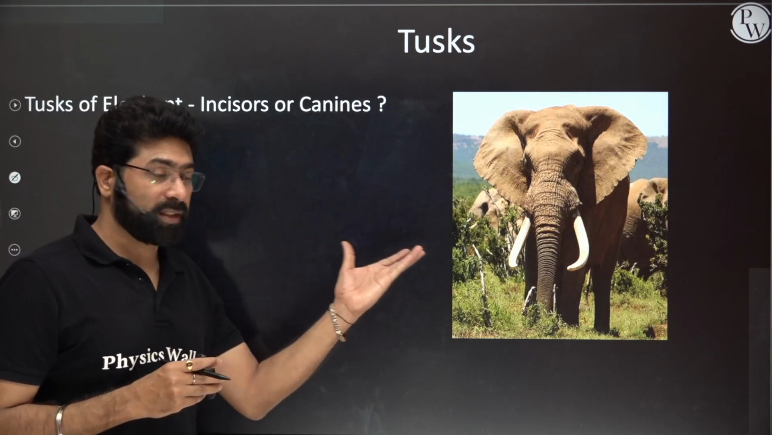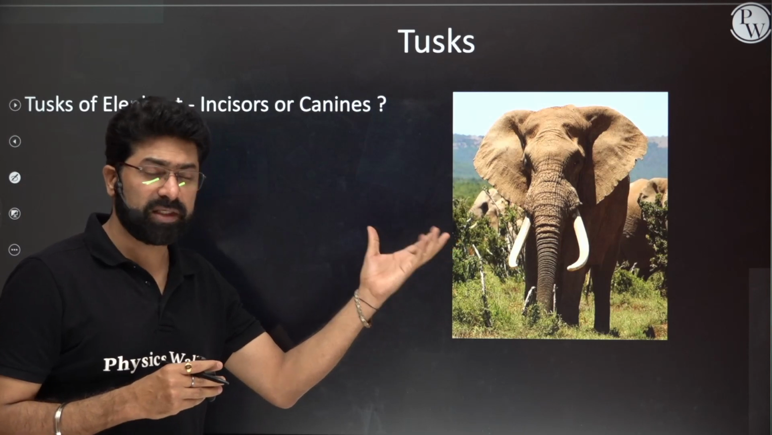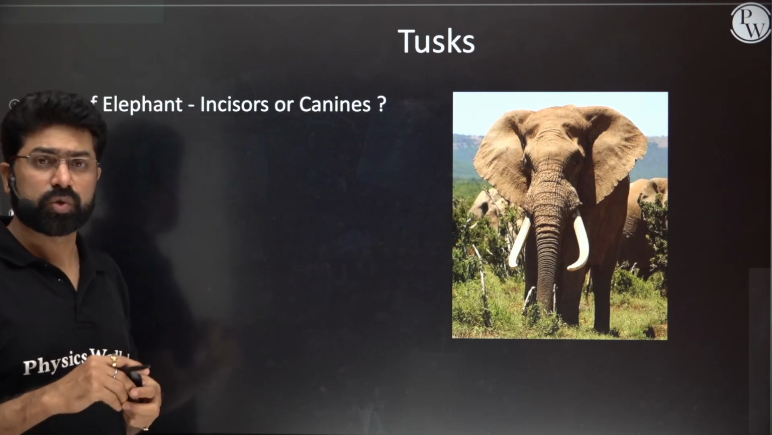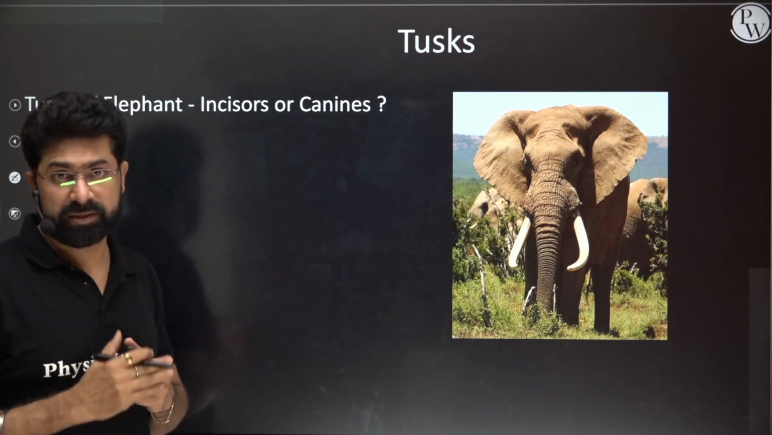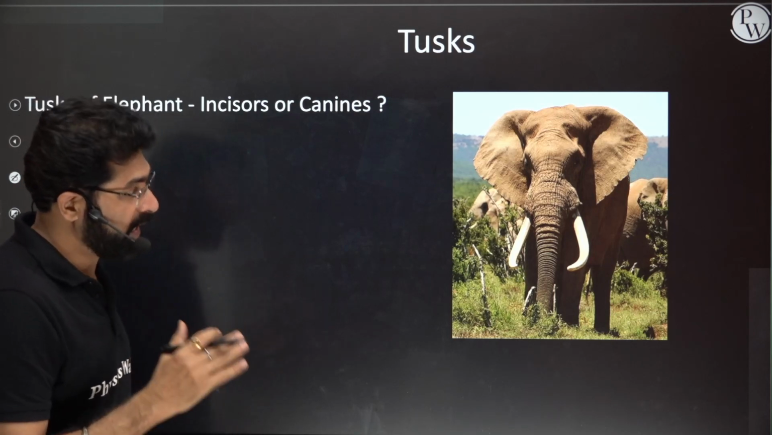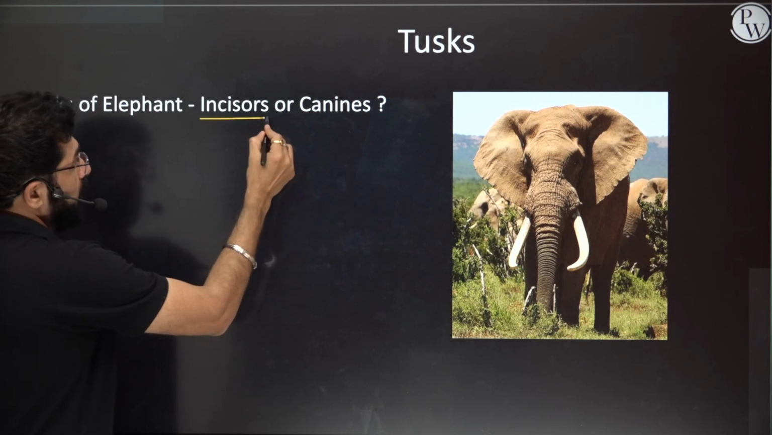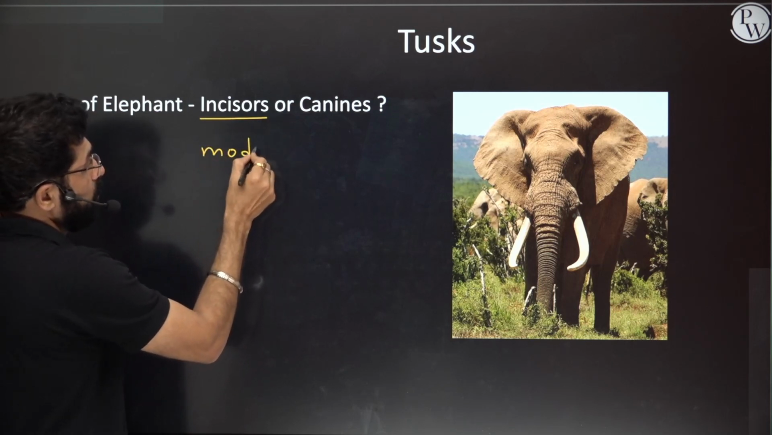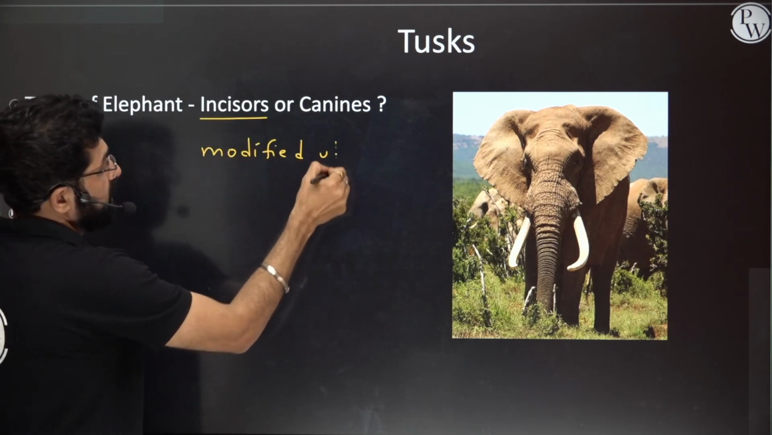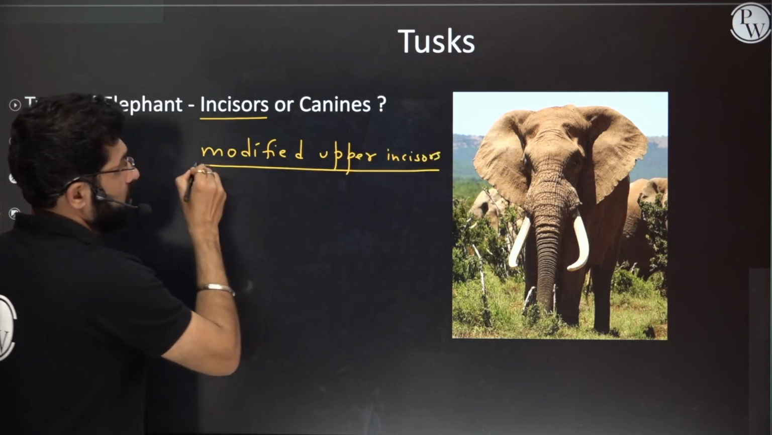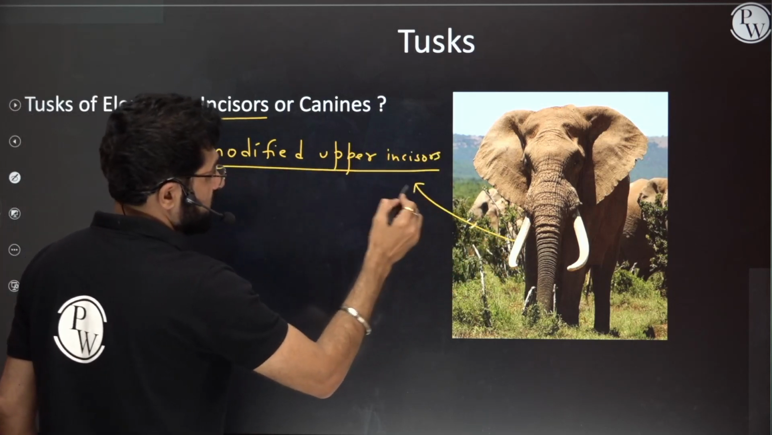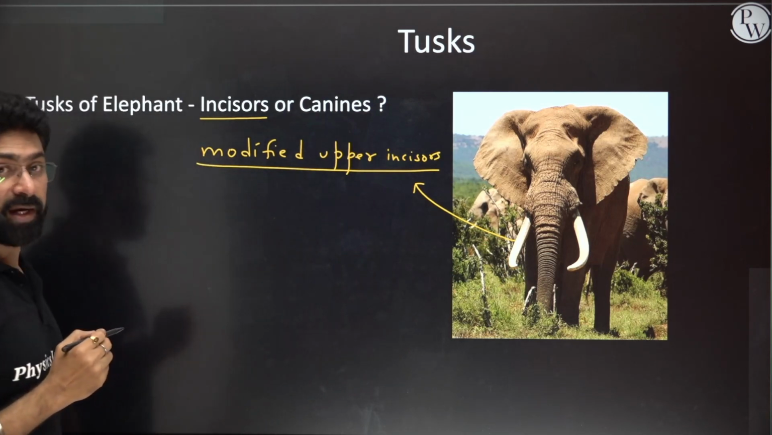Now, you can see tusks. These are the tusks in elephants. So are they modified incisors or modified canines? Yes, you got it right. These are the modified upper incisors. So the tusks of elephants are modified upper incisors.